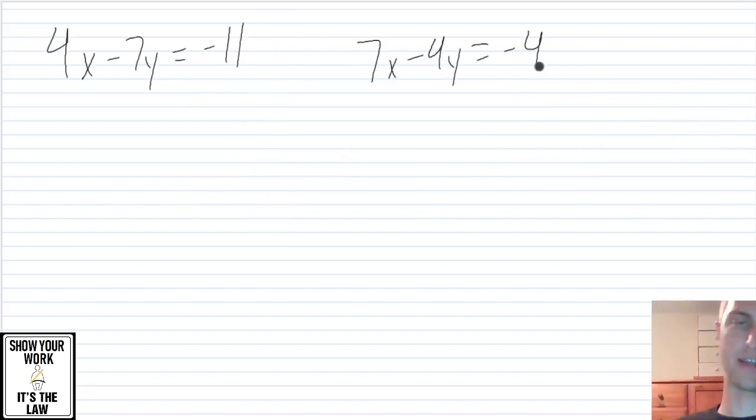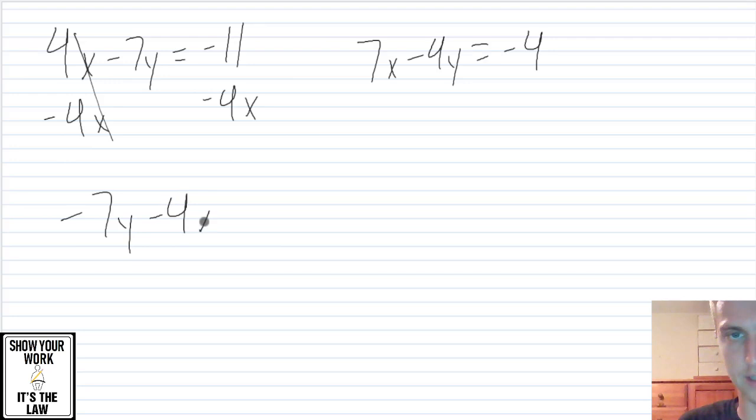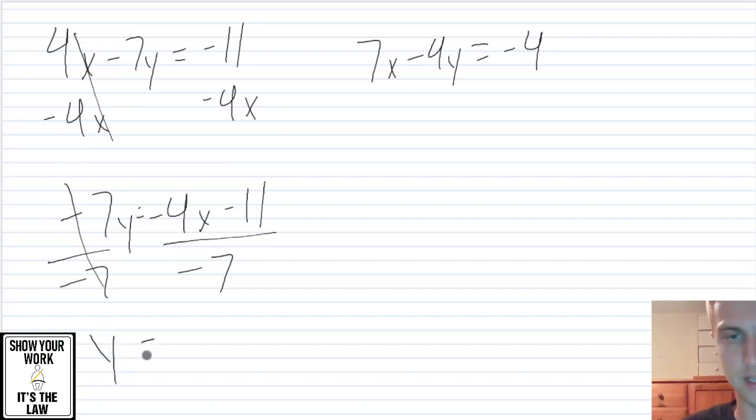We've run into a problem. Y isn't by itself. We have to get y by itself in order to determine what the slope is. So let's get y by itself. Minus 4x, minus 4x. Negative 7y equals negative 4x minus 11. Divide by negative 7. This gives us y equals 4 over 7 x plus 11 over 7.